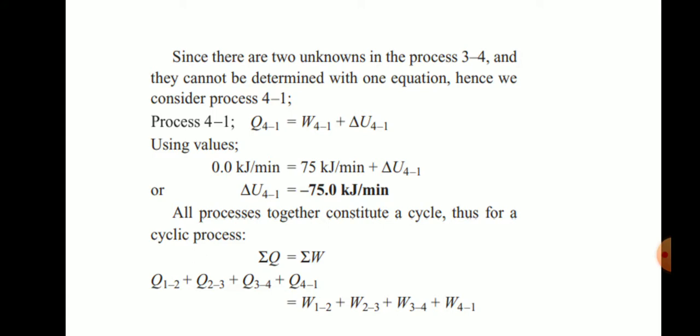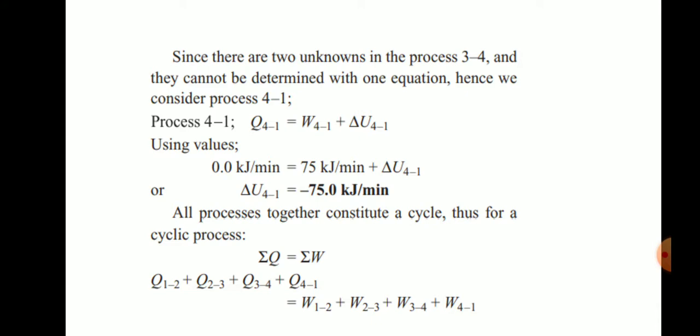Heat transfer value is 0, work transfer value is 75. Substitute the values and the internal energy change equals minus 75 kilojoules per minute. Then now we calculate the heat, work and internal energy change during process 3 to 4. For that we go to the cyclic process concept.